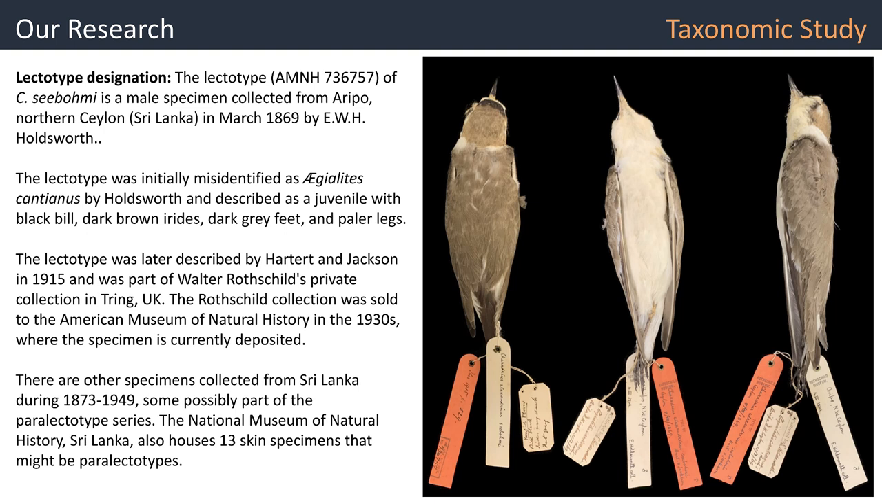And this lectotype was initially identified as another entity by Holdsworth, and then it was described by Hartert and Jackson while it was in Walter Rothschild's private collection in Tring. Then he sold this entire collection to the American Museum of Natural History in the 1930s, and now it is currently deposited permanently in the AMNH. And even in our National Museum, there are 13 skin specimens that can be treated as the paralectotypes.